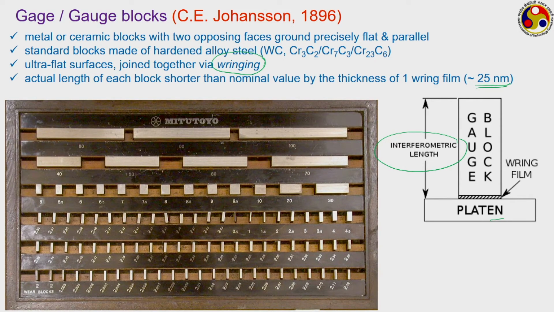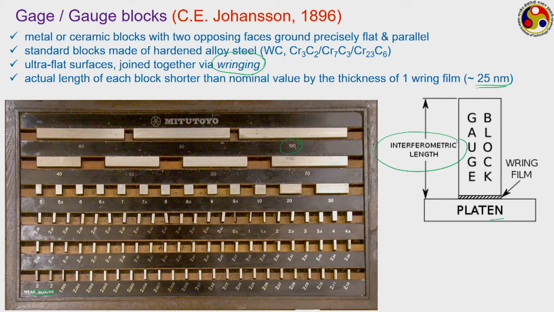This is a very standard picture from a very standard company, and you can see there are so many blocks with different dimensions. The smallest one in the set that I am showing has a value of 2 millimeter, whereas the largest one has 100 millimeter, and some of them are repeated as well. You can see here, there are two blocks having dimensions of 2 millimeter. So, we can join them with each other to form any particular dimension.